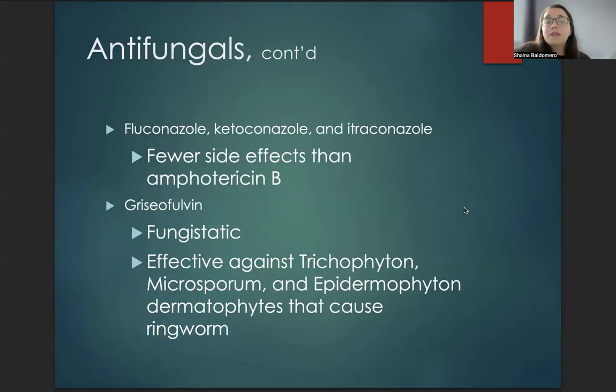Now, some that you may have heard of: fluconazole, one of the most common antifungals that they use in humans. They also use it in animals. We also use ketoconazole or itraconazole. These have fewer side effects than AMP-B, and they're super effective. For example, humans can absolutely get it.